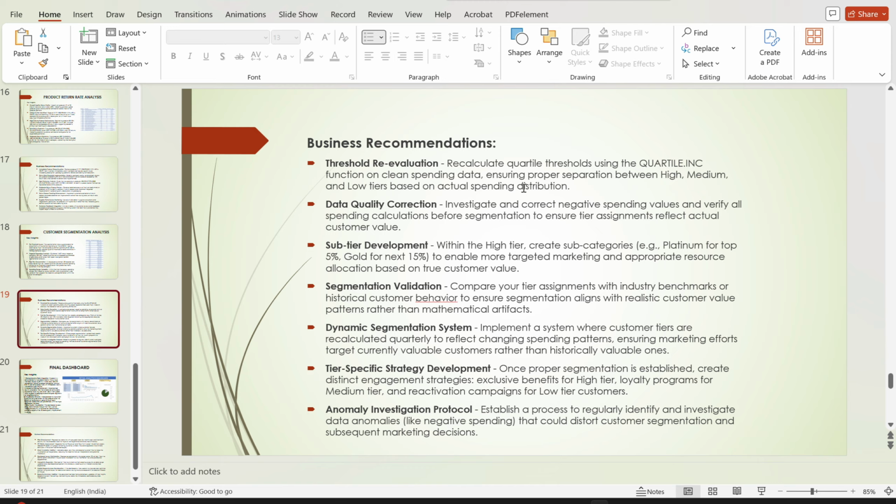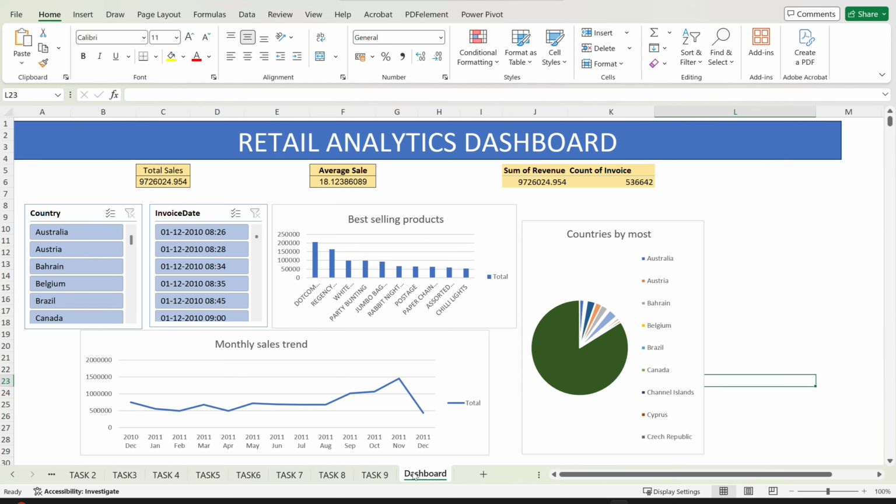And moving to the next task, that is the final dashboard. I combined all the pivot table charts and slicers into one comprehensive view. The KPI cards for total sales, average sales, and the transaction count were displayed, and the dynamic charts for top products and monthly trends, interactive slicers for country, and the date filtering. All elements are connected for real time updates.